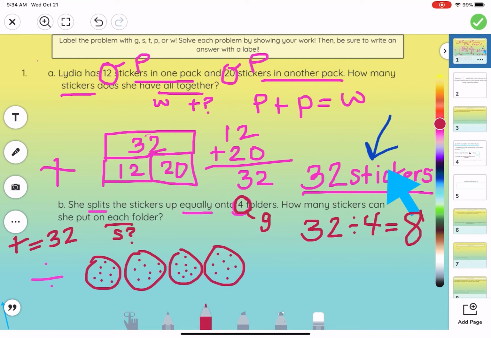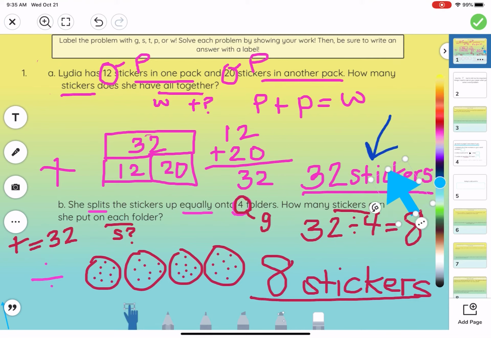The very last thing I need is my answer with a label, which would be a number and a word. I'm going to go back to the question and see what it was asking. How many stickers can she put on each folder? So I now know that I would need to write 8 stickers.